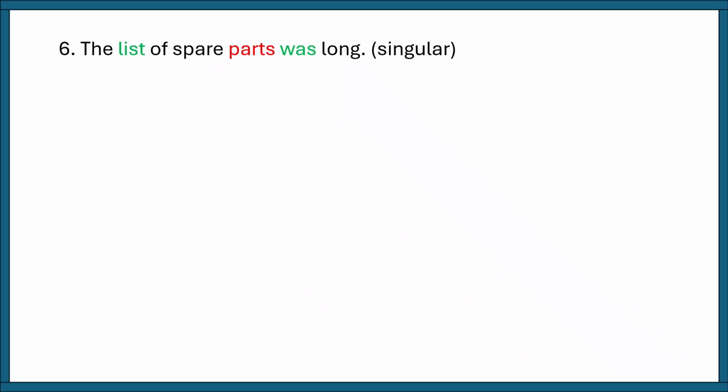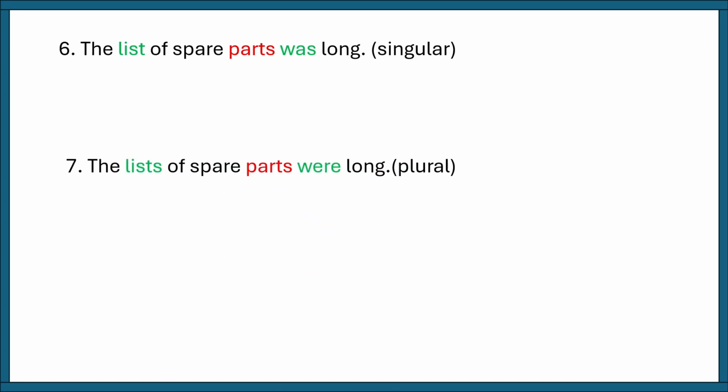Look at the sixth example carefully. Many students get confused in these types of examples. The list of spare parts was long. So here in this sentence, the subject is the list. Okay, that's why it takes the singular verb was. Many students think that parts is the subject. Actually, it's wrong. The subject is the list. The list of spare parts was long.